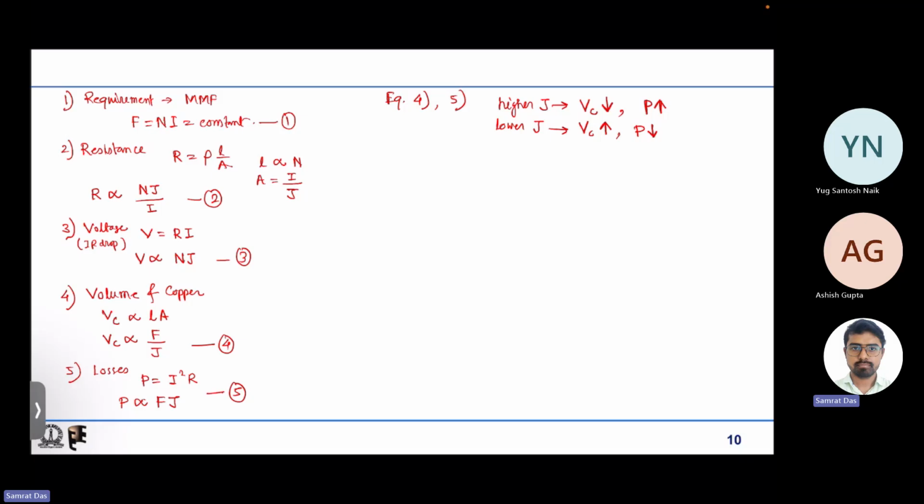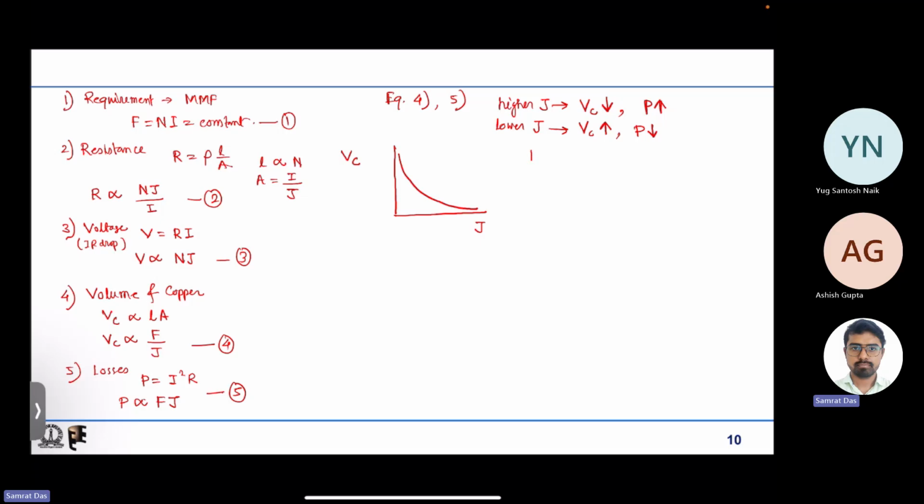So if I try to plot equation 4 and equation 5 in a graphical sense, let me plot volume of copper versus J, and you can see it is inversely proportional, so it will be hyperbolic like this. So this is volume of copper versus current density. If you go to very high current densities, then the volume that you will require is very low, and if you go to very low current densities, then the volume of copper will actually go high.